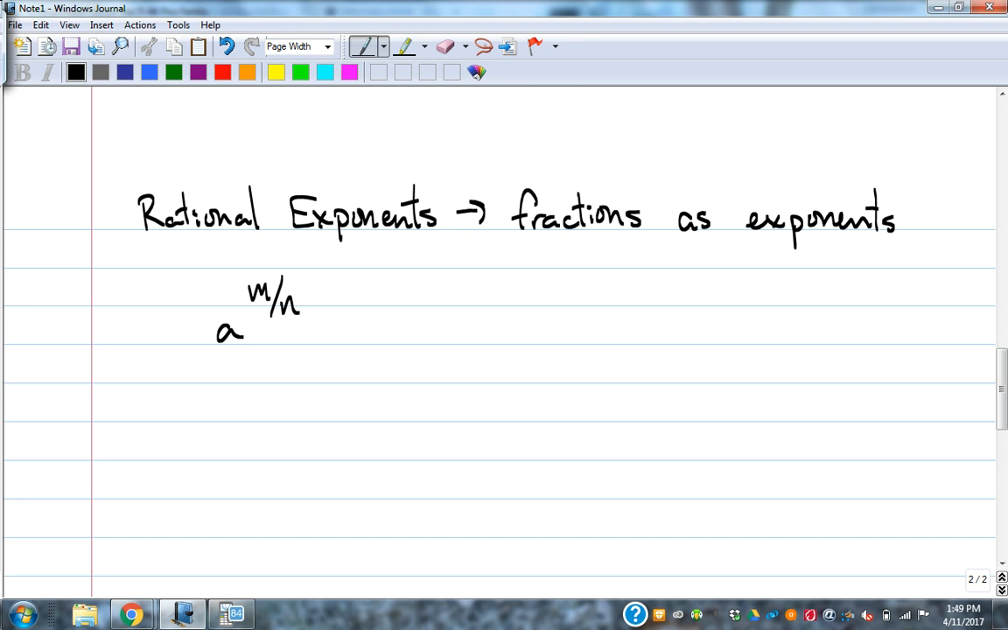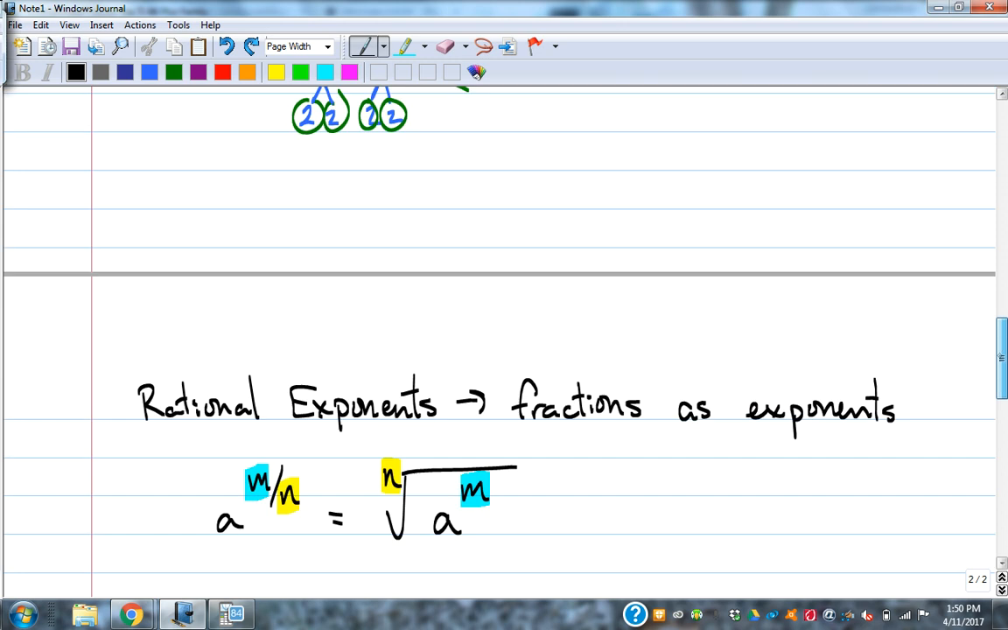Okay. Now, if you had some base with an exponent with the fraction m over n, that is the same thing as a root with the denominator being the index and the numerator being the exponent on the inside. The denominator is your index. The numerator is your exponent on the inside. Okay. So we're going to work with that idea to try to simplify some things. Let's look at a few problems here and kind of do some manipulations of stuff. So we're on example D.